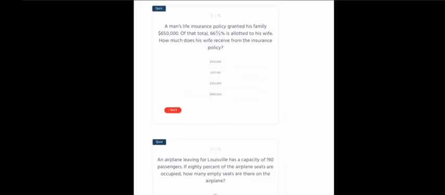It says, a man's life insurance policy granted his family $650,000. Of that total, 66 2/3 is allotted to his wife. How much does his wife receive from the insurance policy? Okay, we have a fraction here again. This is like the fraction section. 66 2/3. So let's take this and divide.